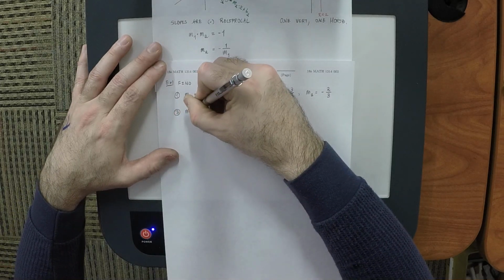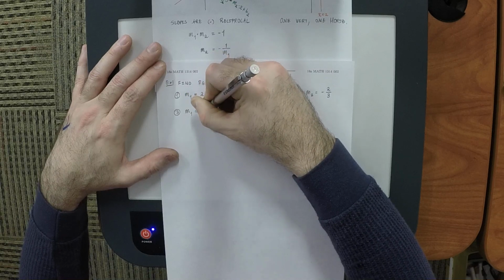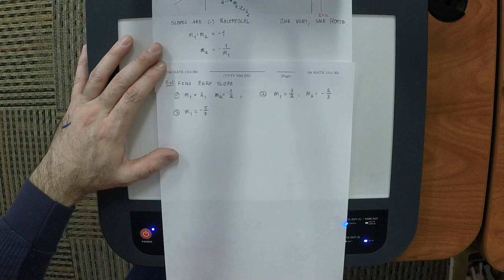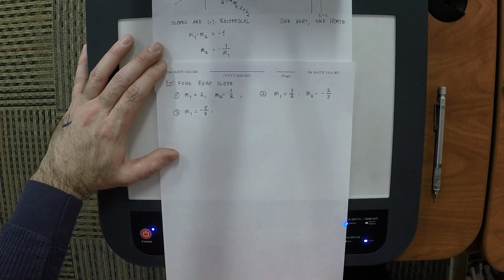What is the perpendicular slope to, let's not say it out loud, let's let everyone do it. The perpendicular slope to negative 5/7.